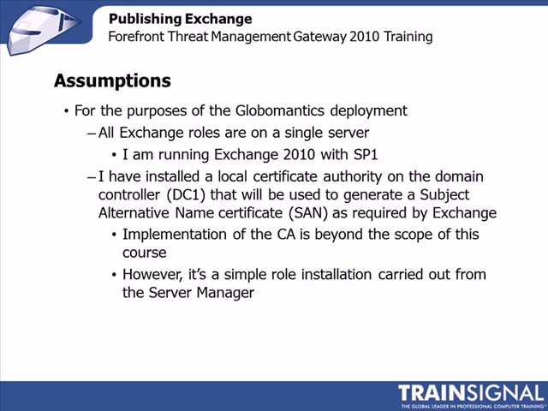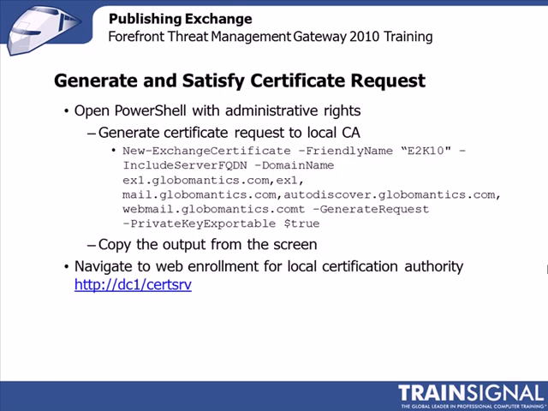Implementation of the certificate authority itself is beyond the scope of this course, but it is a simple role installation carried out from the server manager, and it didn't take me very long to do that. So our first order of business is to generate and satisfy a certificate request. Now, if you've already got an Exchange server in production, you probably already have a certificate, so you can skip this part. If, however, you're working in a lab environment, like we are here, then you're probably using the self-signed certificate that ships with Exchange 2007 or 2010. That self-signed certificate is not really suitable for much.